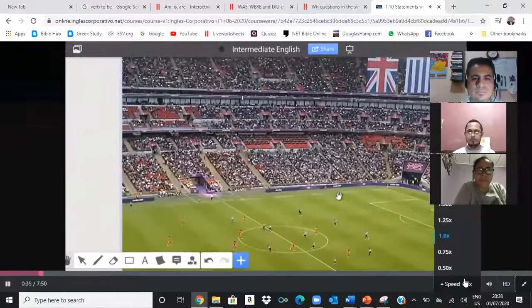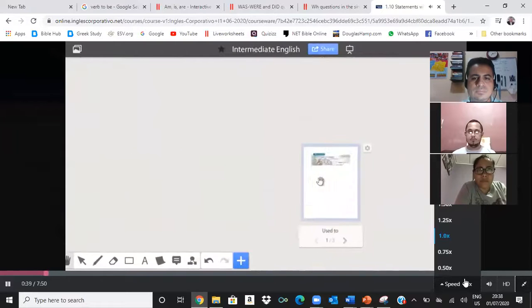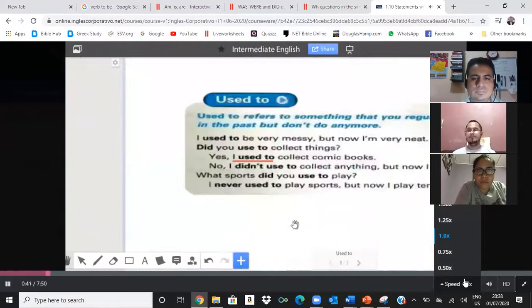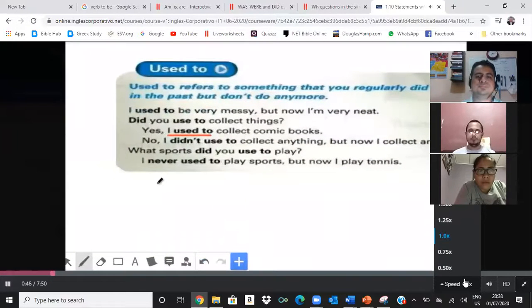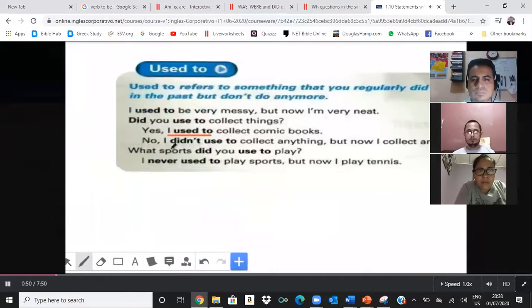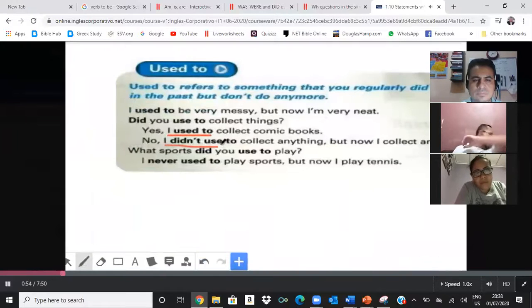Let me get started by presenting some structure. As I mentioned, we're going to become familiar with the usage of used to. In this class, we're going to become familiar with making positive statements and negative statements using used to. So here are a couple of examples that we want to learn. I used to collect comic books. I didn't used to collect anything, but now I collect art.